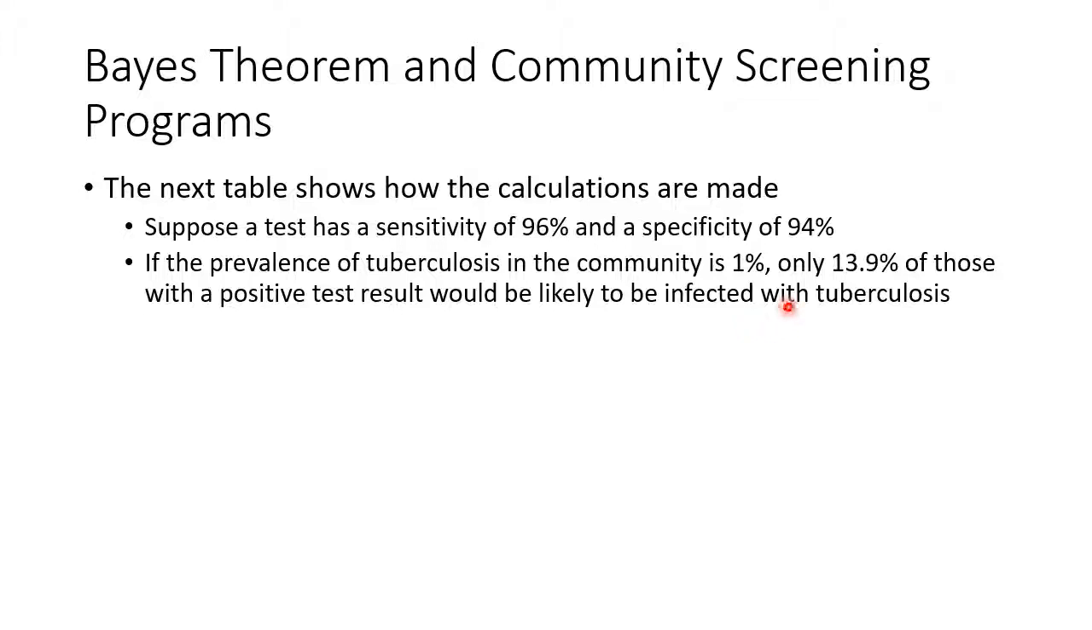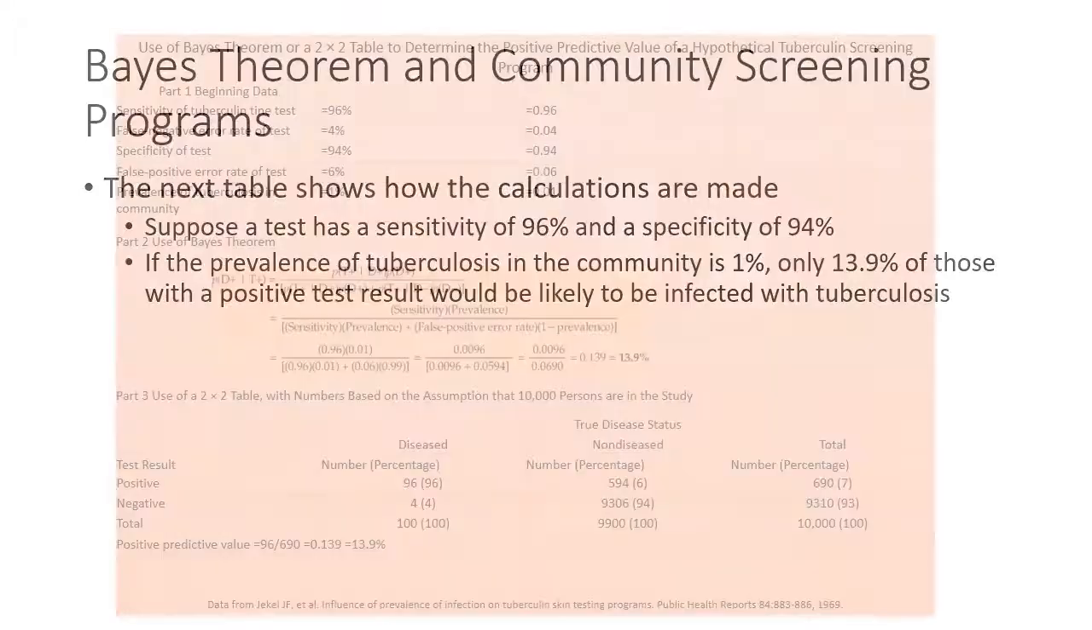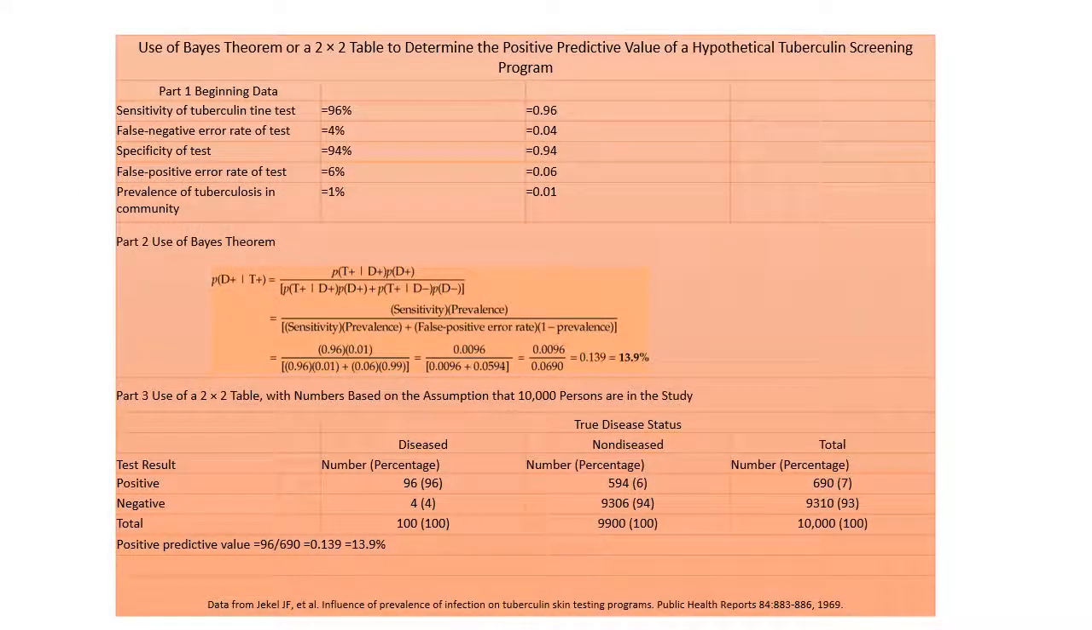Does that sound like a pretty good test? If you show positive, 13% of the time you're actually going to have the disease? No, because there's going to be a lot of false positives there, right? And so I'll show you the math on how that actually works. This looks more complicated than it is, but let me just work you step by step through this, right? So first off, we need to know what the beginning data is.